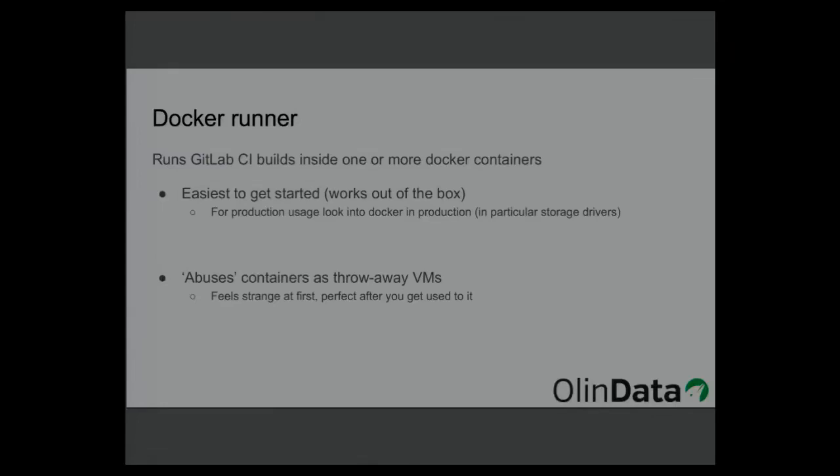I'd recommend running your runners on a separate VM, so you have one VM that runs the GitLab installation, including the GitLab CI, and then one VM that runs a bunch of Docker runners. That's the easiest. The Docker runner basically goes against what the real idea of Docker was and abuses your Docker runners as throwaway VMs, which feels a bit awkward at first, but it's actually quite nice after you get used to it because it just simply works.